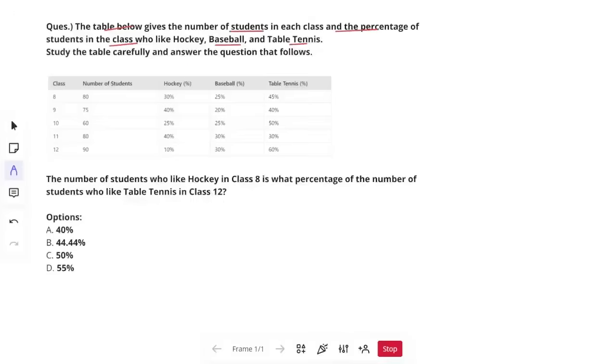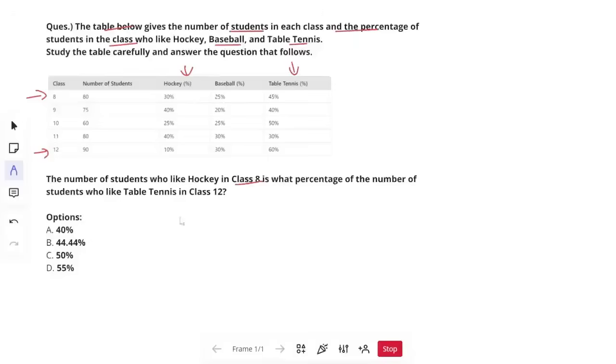See, the number of students who like hockey is here, and the number of students who like table tennis is here, and that too we have to find out. We are asked the question about class 8, right? And the table tennis ones are class 12. So these two rows of data we need to see, but before that we need to find out the number of students. These are the total number of students, and out of them 30% of 80 will like hockey, and then 20% of 80 will like baseball. In this way the data is given.